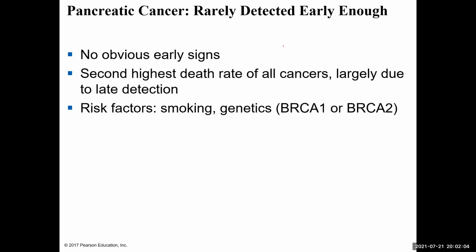Next is pancreatic cancer, rarely detected early enough, which is why we saw the 48 versus 40,000 deaths. Second highest death rate of all cancers, mainly because it's so difficult to detect, because there are no early signs. Risk factors for these are smoking, and then the same 2 genes that are associated with breast cancer.